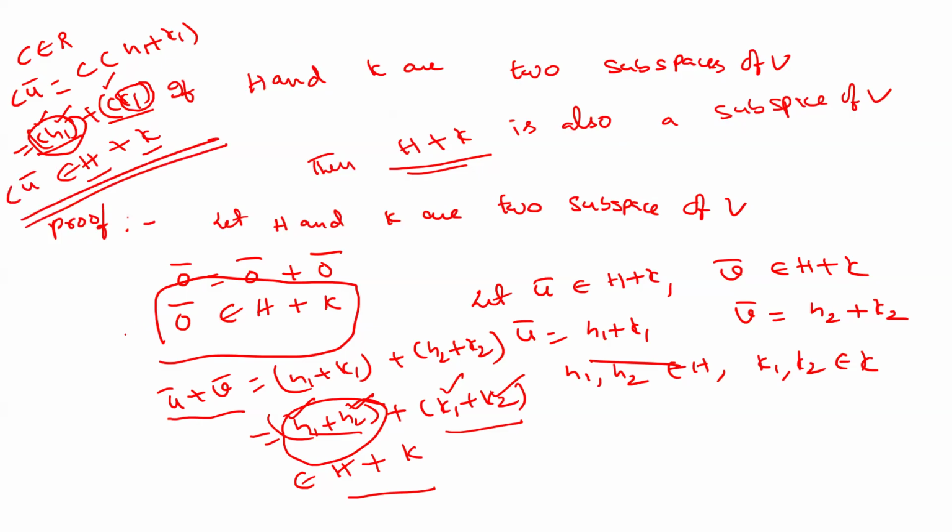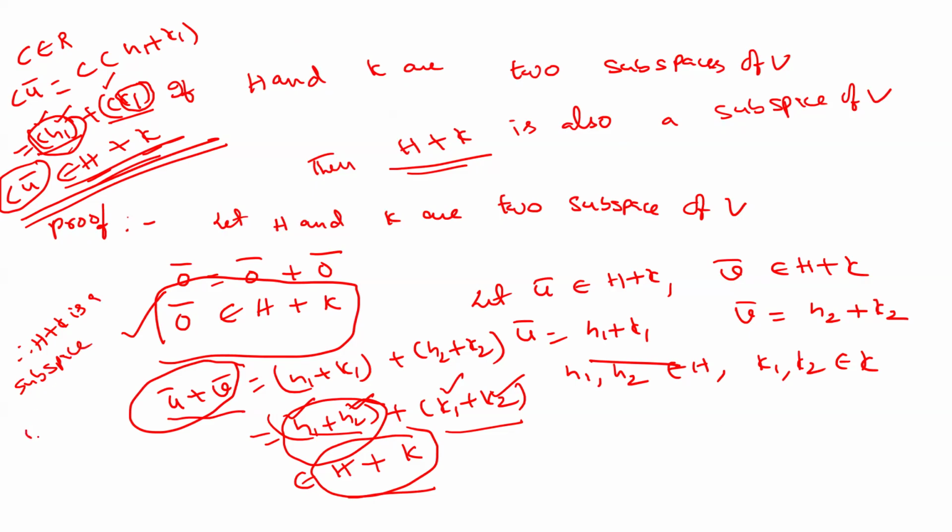So three conditions are true. One is 0 bar belongs to H plus K. Addition of two vectors belongs to H plus K. The third one is that scalar multiplication is closed in H plus K. Therefore, H plus K is a subspace of V. So the addition of two subspaces is a subspace. The intersection of two subspaces is a subspace.